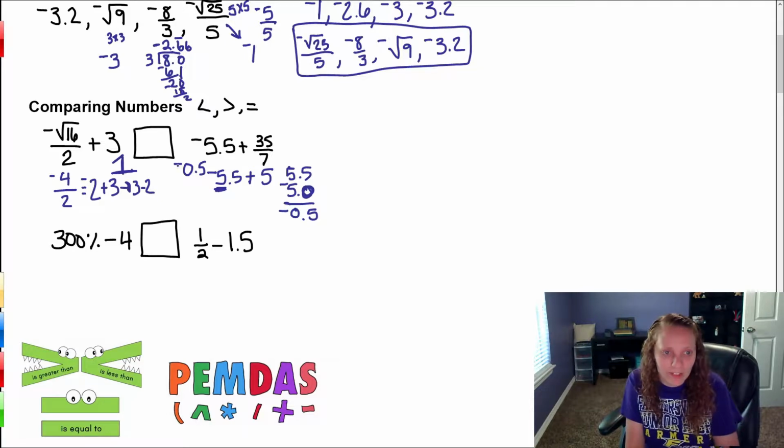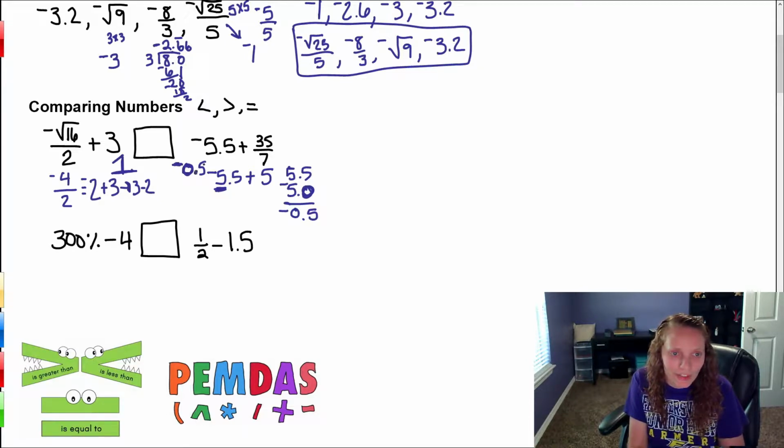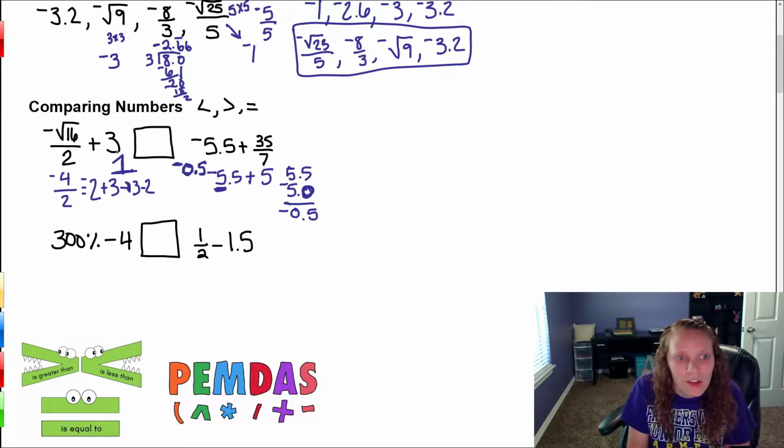Now we're comparing, we're trying to figure out which number is greater than the other number. And the alligator wants to eat the greatest number. Positive 1 whole is greater than negative 1/2.